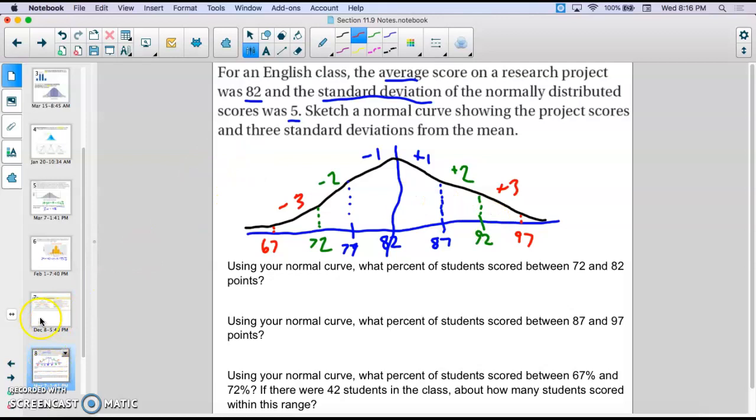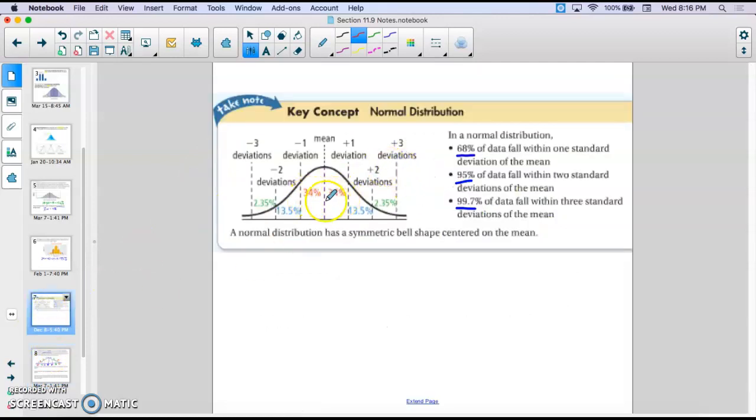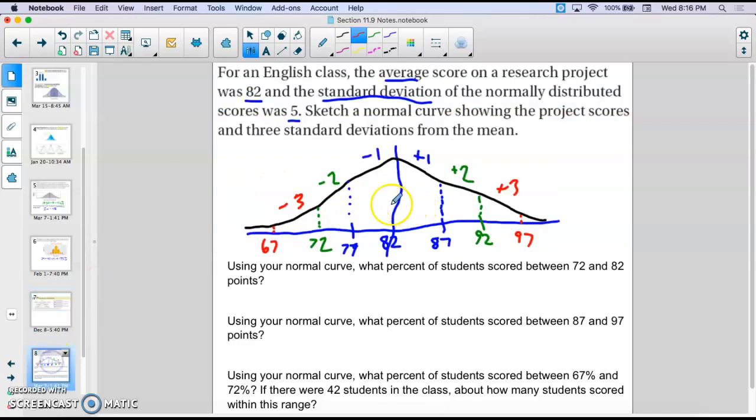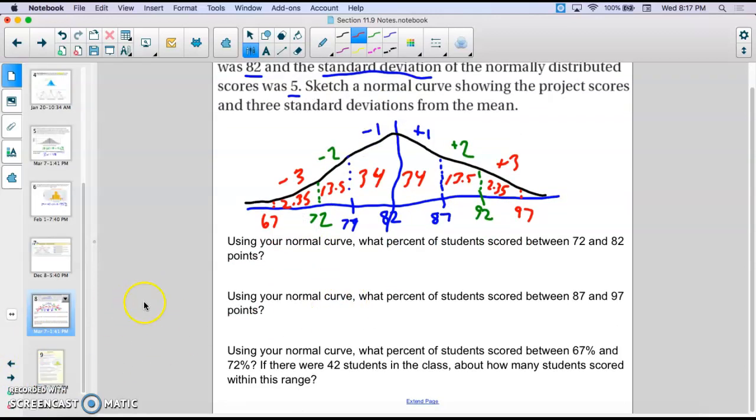Now, if you remember back to this graph here, we got 34% on each side, and then 13.5, and then 2.35. You can just reference back to that as you need. So 34%, 34, 13.5, we're in here. 2.35 are in here. And same thing on this side, 13.5 and 2.35. All right, now to answer the questions, last slide, good.